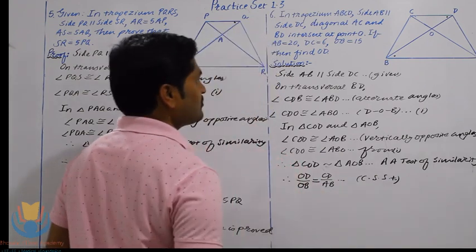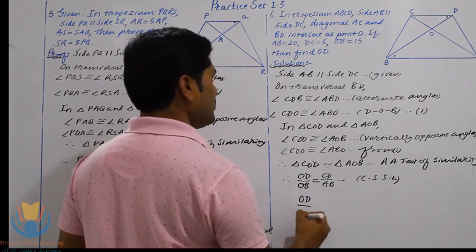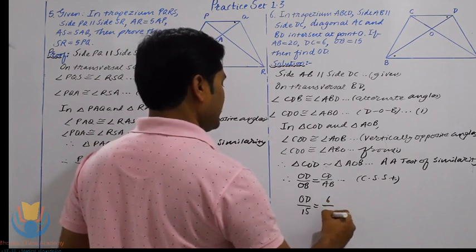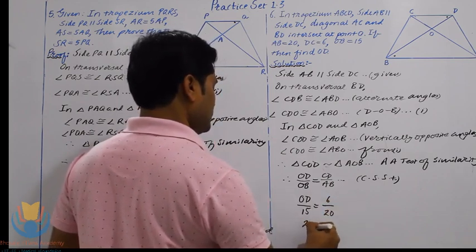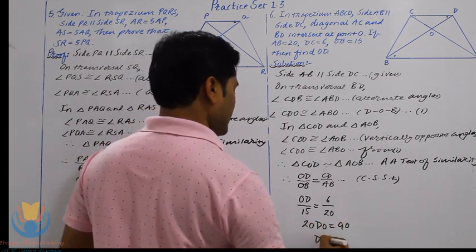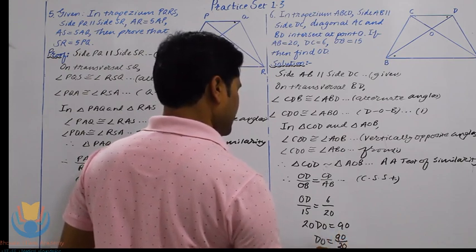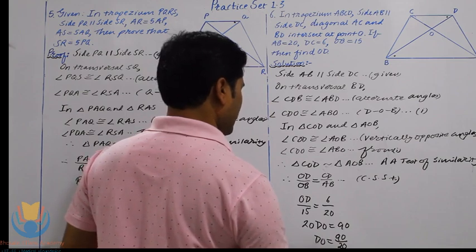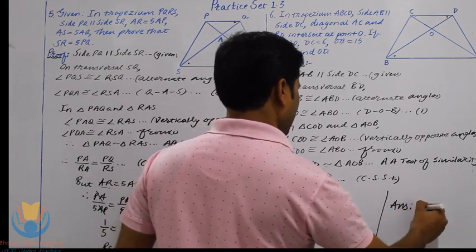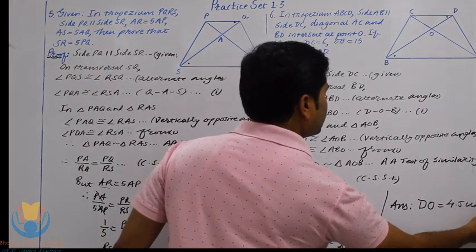So let's substitute their values. The value of this OD is to be found out, let it be as it is. That of OB is given to be 15, CD is 6, and that of AB is 20. So let's do cross multiplication. So this 20 times DO is equal to 15 times 6, which is 90. Therefore DO is equal to 90 by 20. So therefore this DO is equal to 4.5. So let's write the answer here. Therefore the length of this DO is equal to 4.5 units.